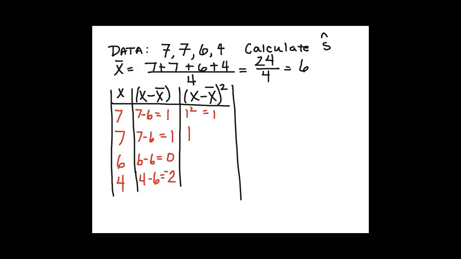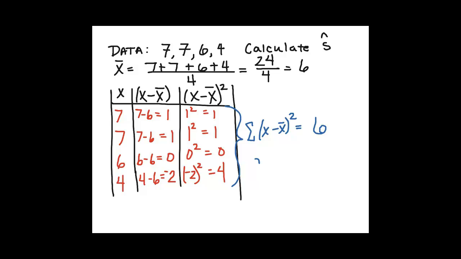Now we'll square them. 1 squared is 1, of course. And again, 0 squared is simply 0. It's a nice, easy set of data. And negative 2 times negative 2 becomes positive 4. Now, add all these guys up, and that gives you the sum of the squared deviations. In this case, that equals 6.